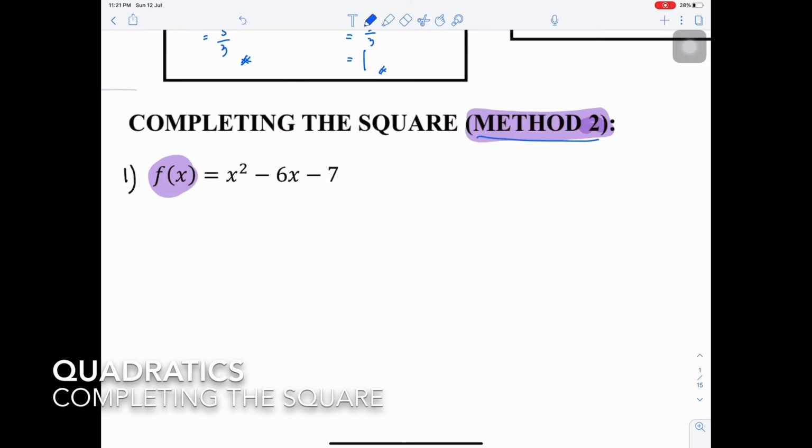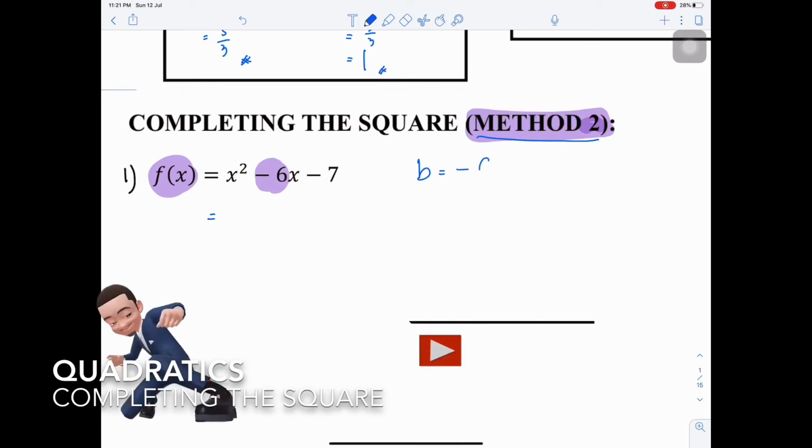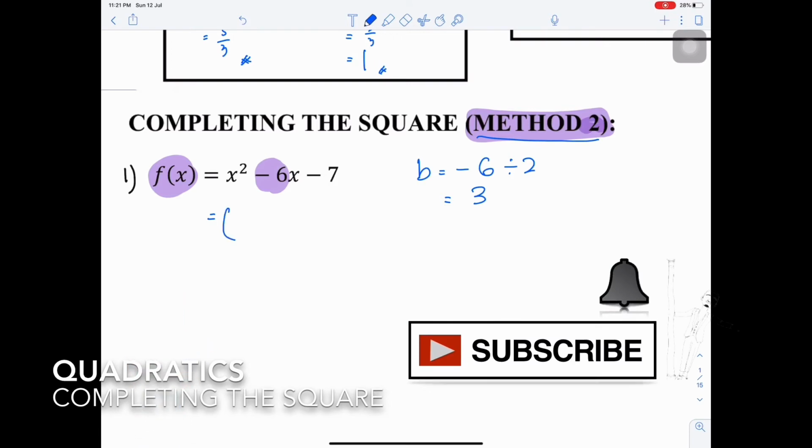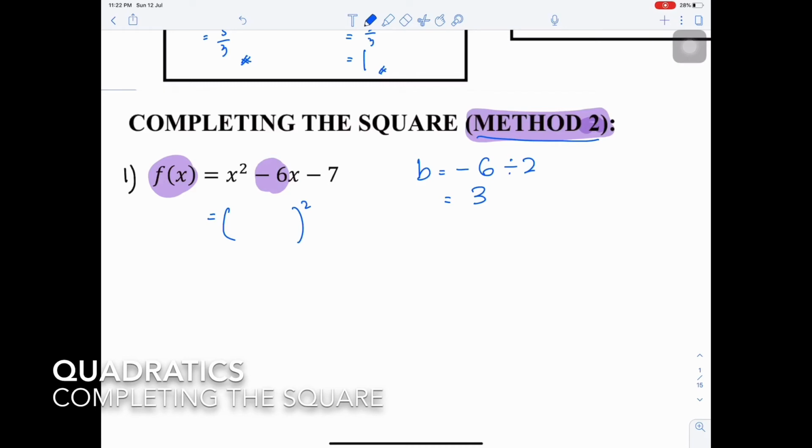Okay, so let's continue to discuss the function. So what do we do? Look at the value of b. If you can see, the value of b equals negative 6. You divide by 2, so it equals 3. Right, so straight away, this is the frame of completing the square for method 2.